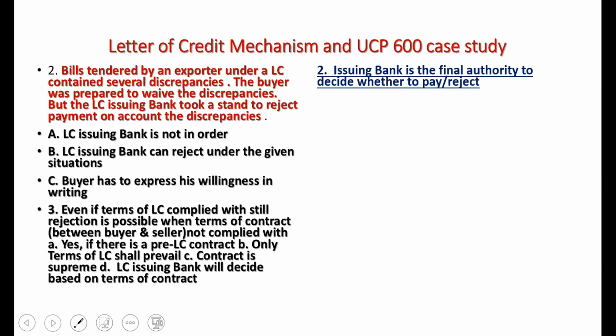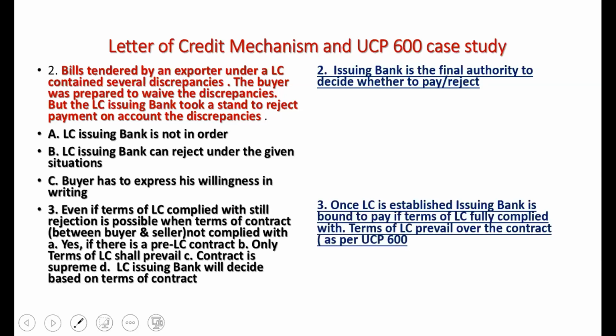The answer is B. Once the LC is established, LC will be supreme, not the contract. All contract terms will have to be reflected in the LC. If it is forgotten to be reflected in the LC, whatever is told in the LC is final. Whatever is told in the LC is final.